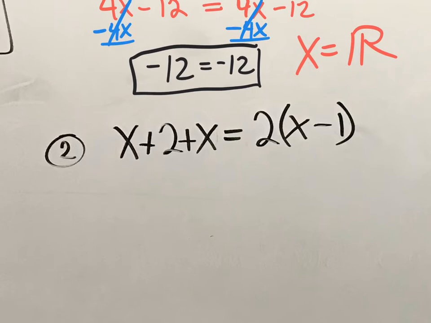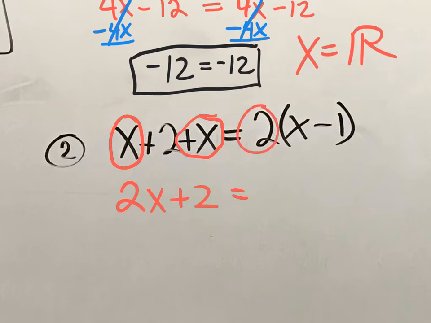let's solve this thing. On the left side, I'm going to combine my x's. I have one x right here. I have another positive x right there. That's a total of two x's. I bring down the plus 2, bring down the equal. I'm going to distribute on the right side. I'll have 2x minus 2 right here.